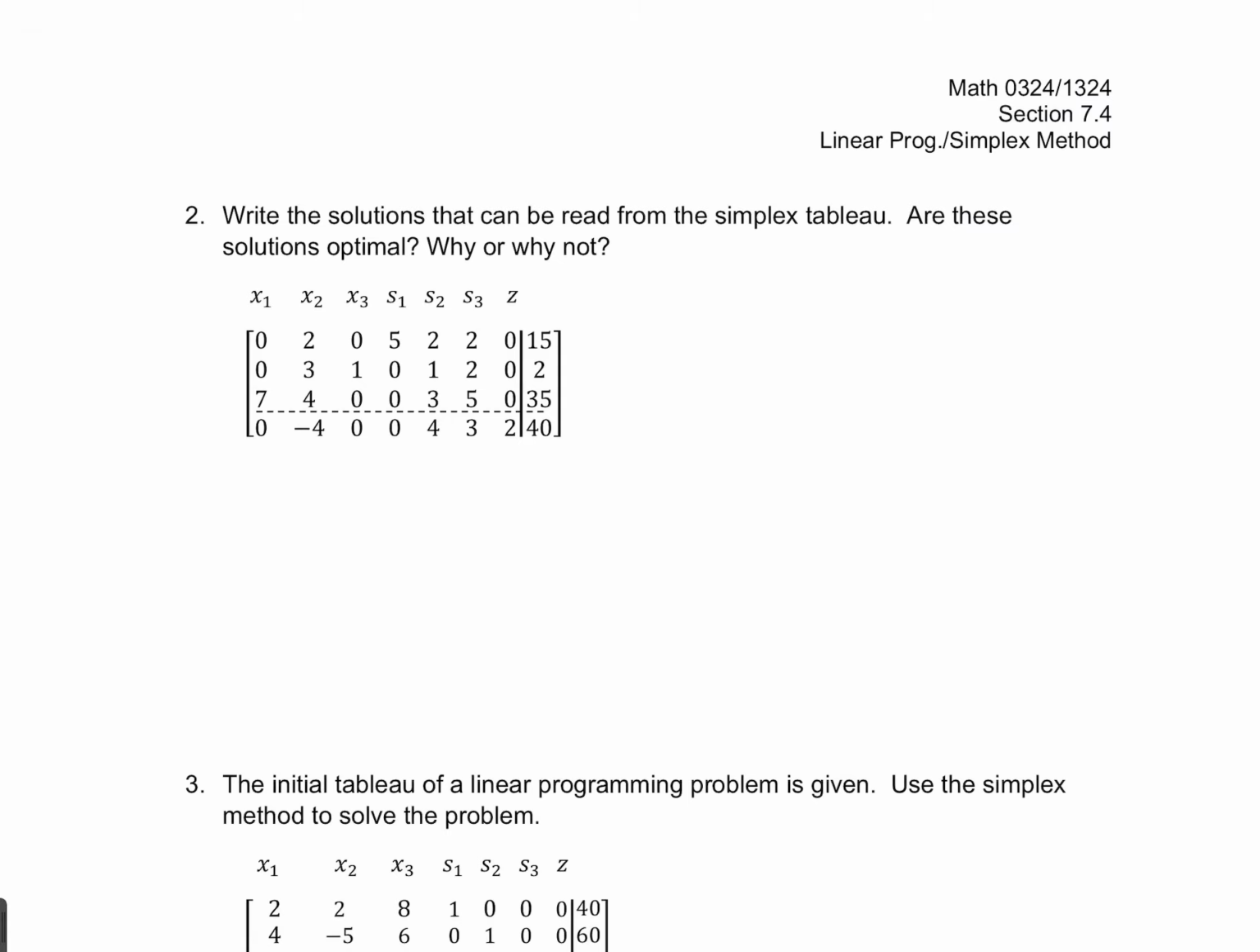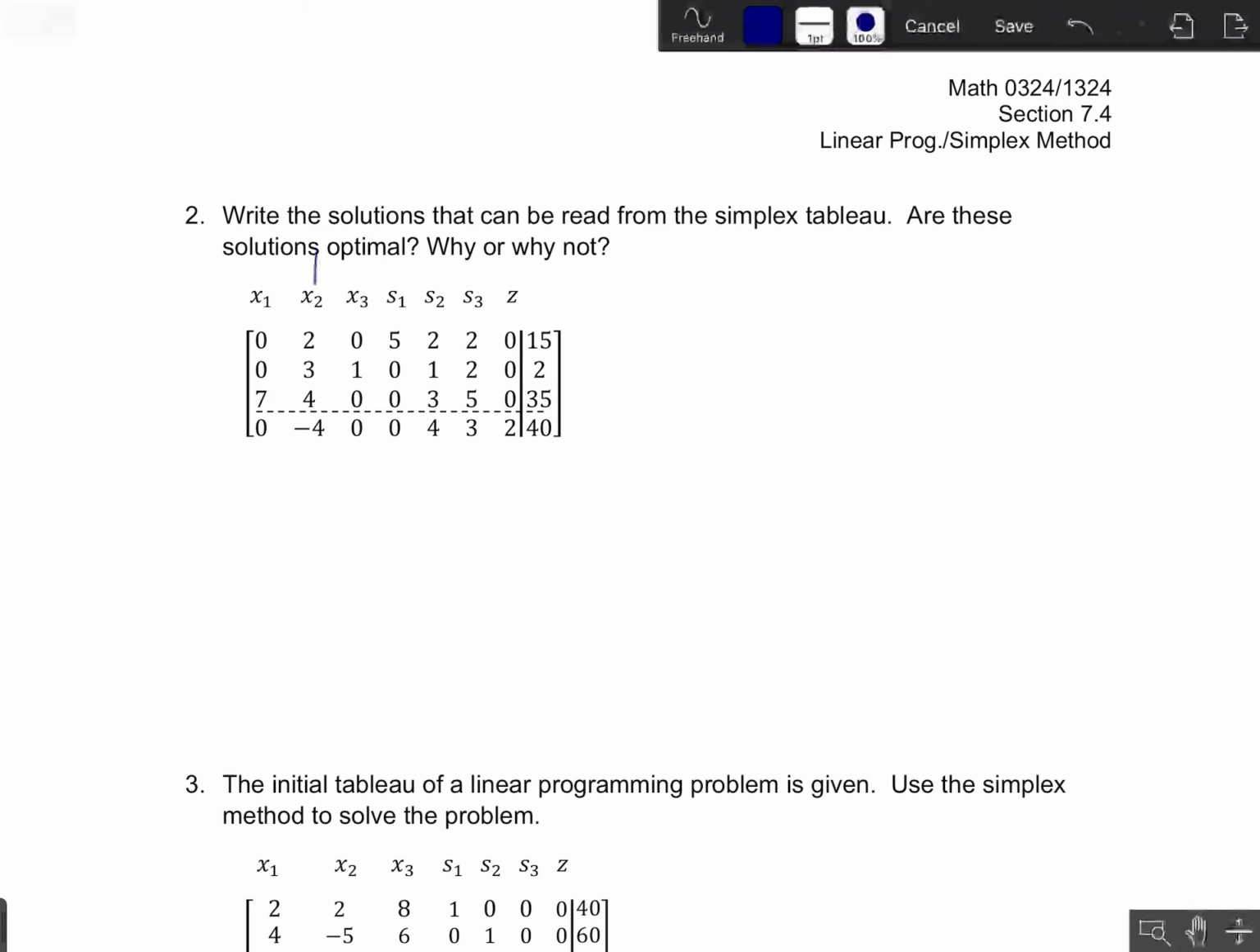So as our last problem in this video, let's just read off the solutions for this simplex tableau and then decide whether these represent the optimal solution. First I'm going to eliminate the non-basic columns. This x2 column should be eliminated because it has more than one non-zero entry. The same applies to this column and this column. So I'm going to eliminate those columns. And now all of the columns that remain are basic.